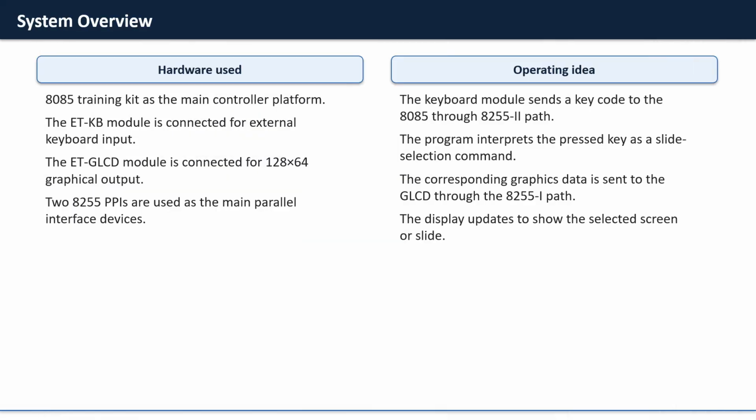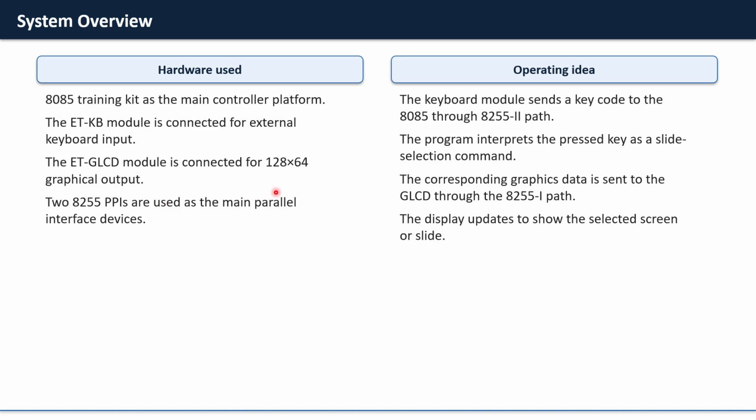So talking about the system overview, the hardware we have used here is the 8085 trainer kit only, then the ETKB module, and also the ET-GLCD module, which is divided into 128x64 pixels and uses two KS based modules. And there are two 8255 PPIs, where one is interacting with the ETKB module, that is the keyboard module, and the other is interacting with the GLCD.